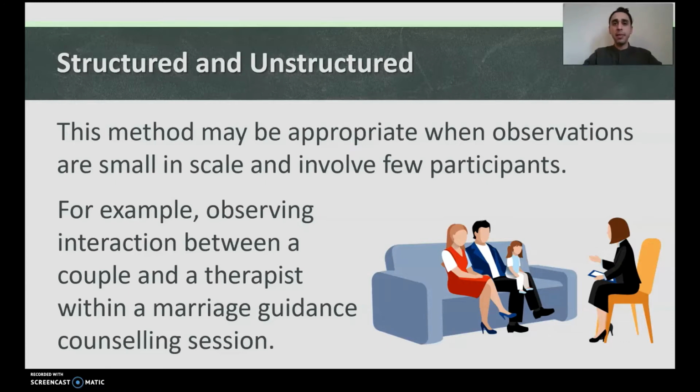This method may be appropriate when observations are small in scale and involve few participants. For example, observing interaction between a couple and a therapist within a marriage guidance counseling session, or possibly a family session with a few members. And then you just write down all the observations going on, okay? So you write down what's going on, what's everyone's behavior.